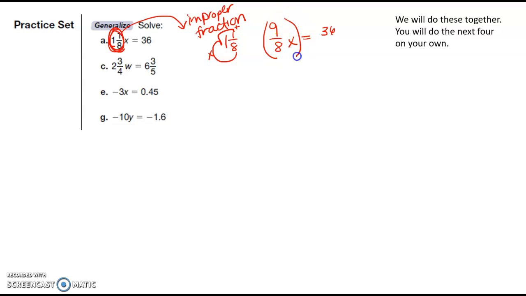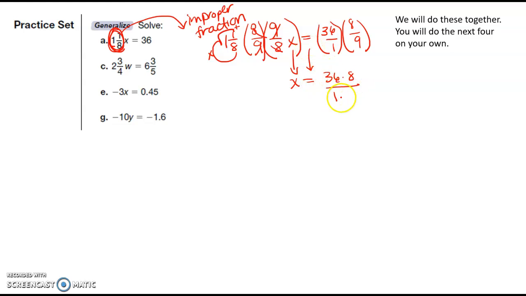And to solve this, I have to multiply by the reciprocal on both sides. So this cancels, my x comes down, my equals comes down, so I have 36 times 8 over 1 times 9. 9 goes into 36 4 times, so then I end up with 4 times 8 over 1 times 1, which is 32.